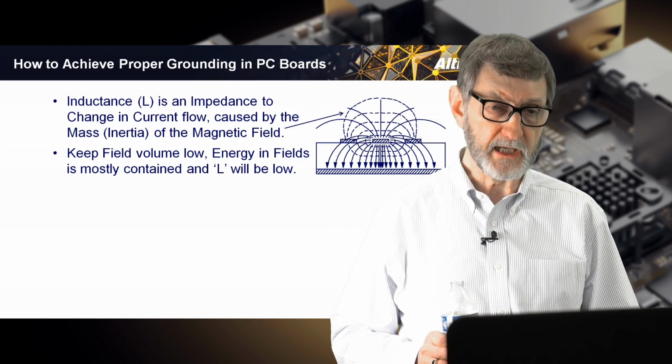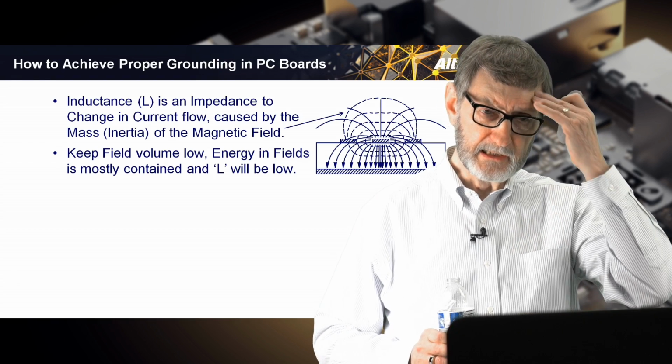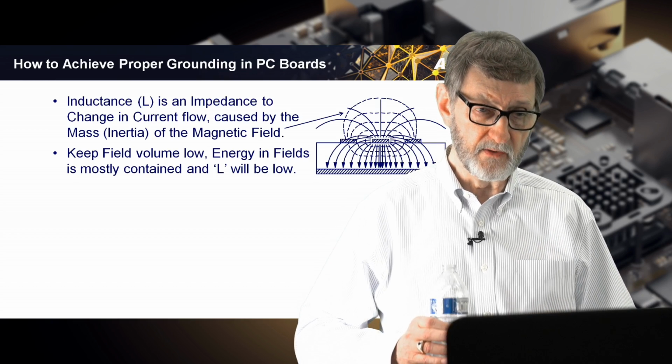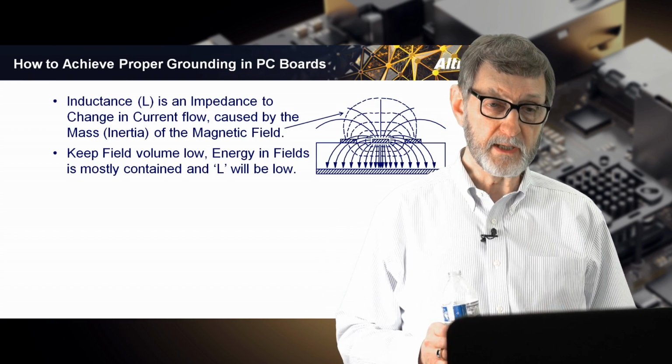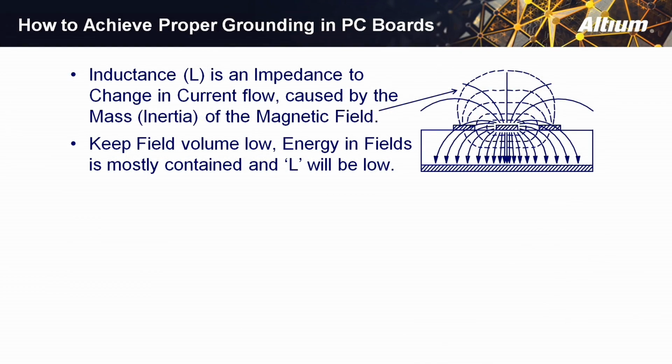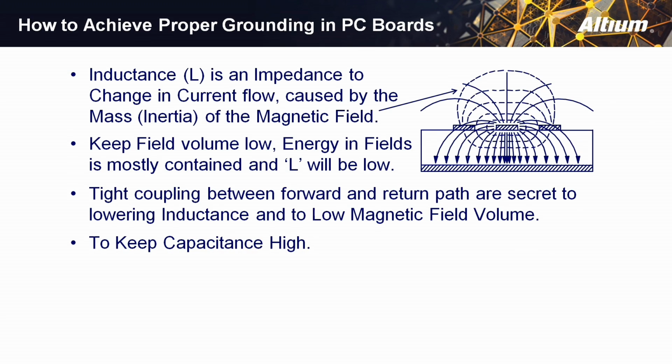Have a return plane in the board on the next layer of the board and route that trace directly over that return plane. That will minimize the magnetic field to its lowest volume, hence minimizing the inductance. Capacitance is the same way. You can get maximum capacitance by having the forward trace as close to the return path as possible.